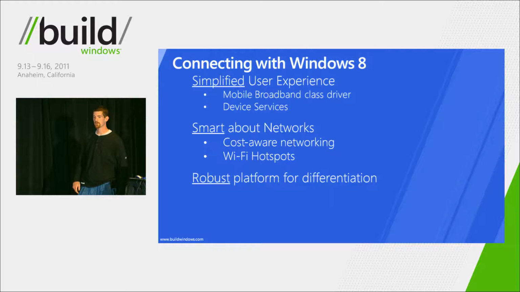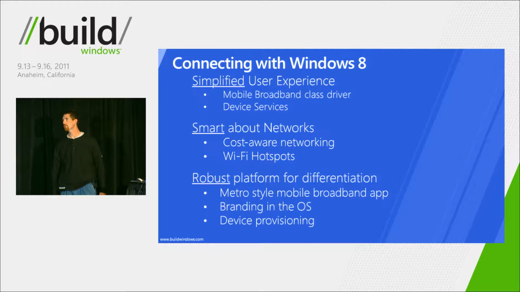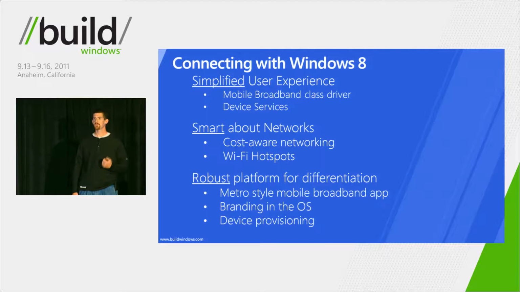And Windows 8 gives you a robust platform for differentiation, which you enable with a Metro-style mobile broadband app, with branding in the OS that shows up in the Windows Connection Manager, and by configuring Windows to work on the mobile network using device provisioning.